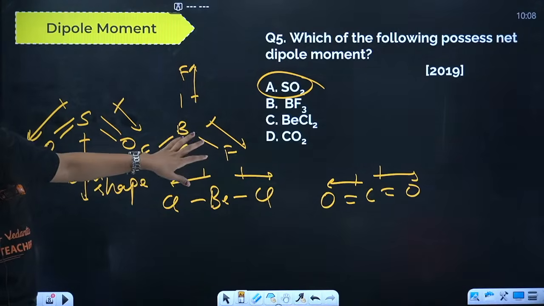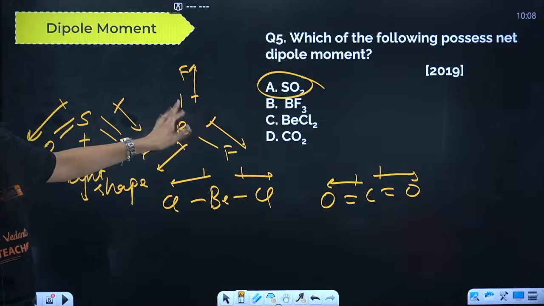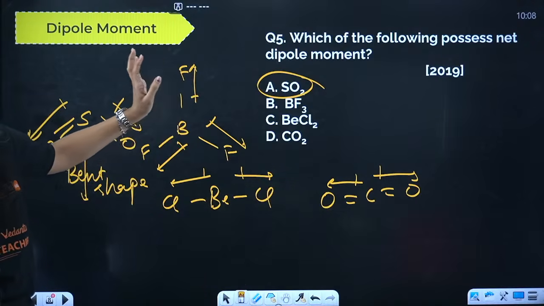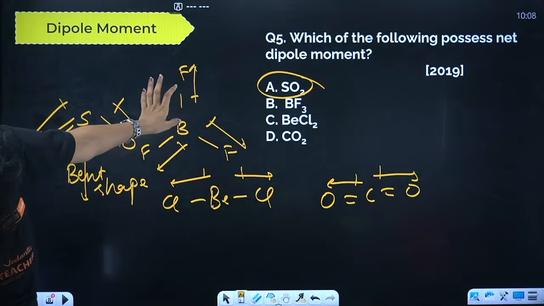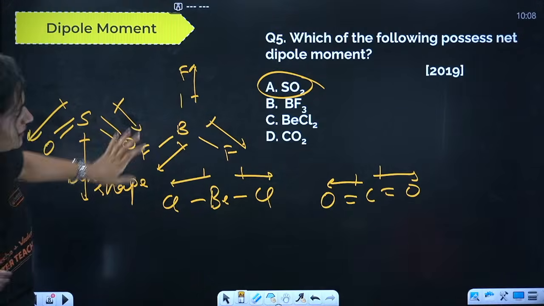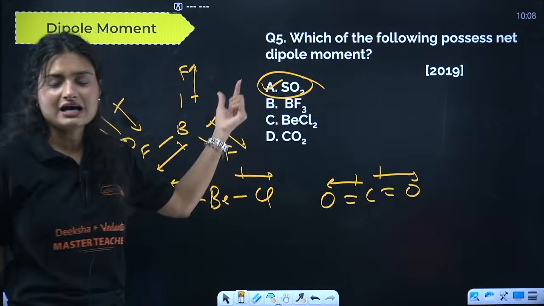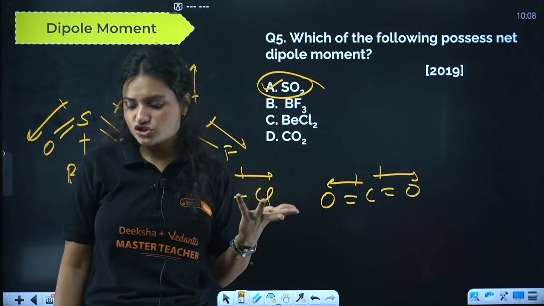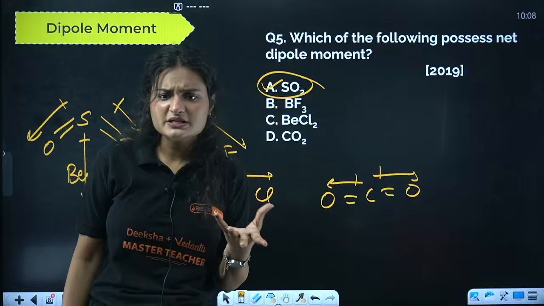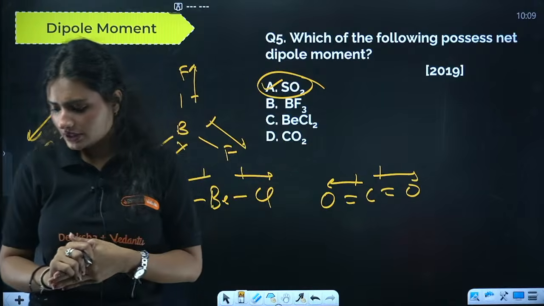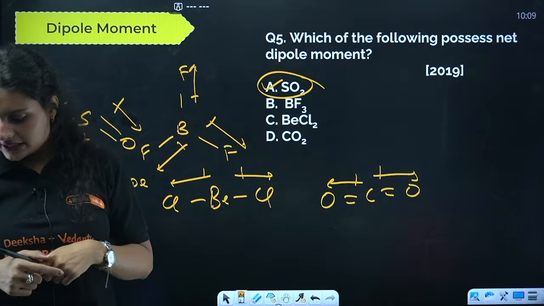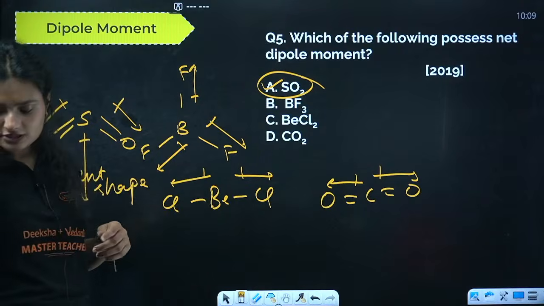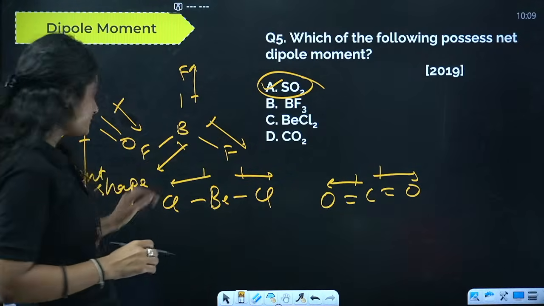So what is the answer for this one? Joe, yes, correct. Okay, done. Why B? The answer is A. Only SO2 will have a net dipole moment. Because SO2 is bent in shape, and due to its bent shape it has a net dipole moment. So the correct answer is option A.